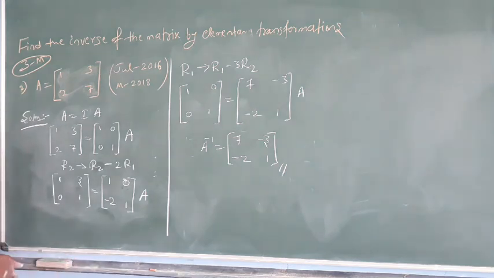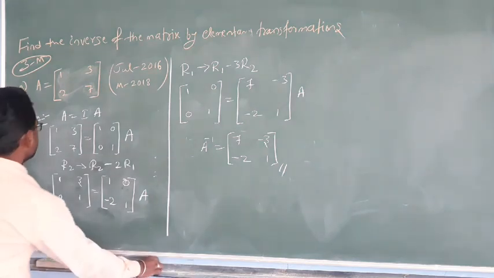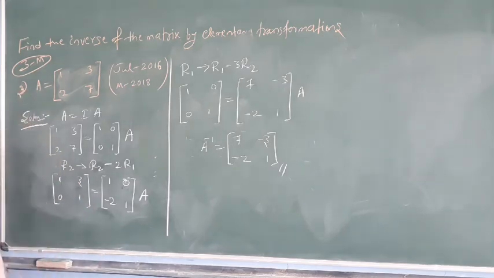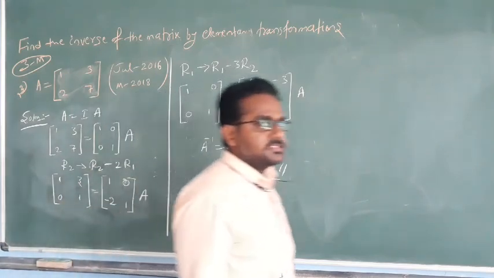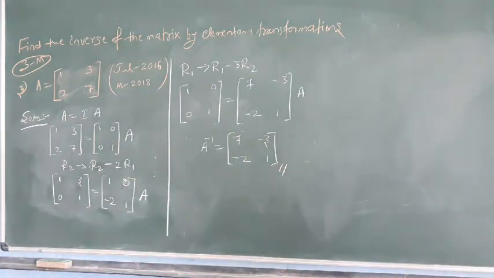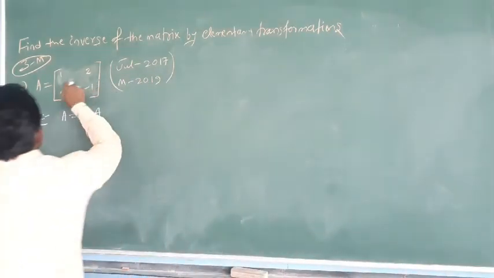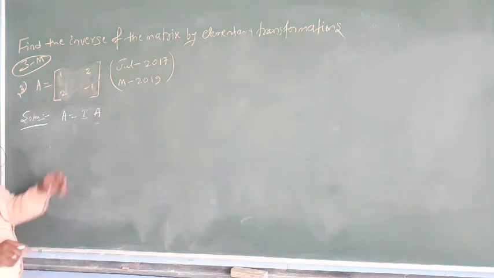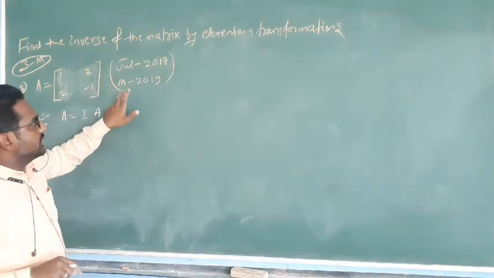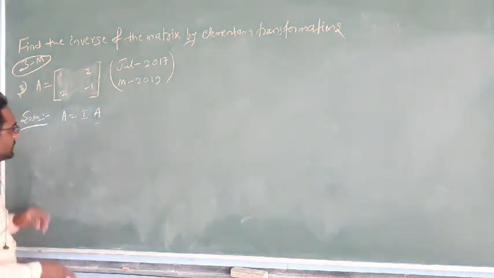Okay, this is the third problem actually. It is the third problem, which appeared twice, in the 2016 supplementary examination and March 2018. Okay, next problem, students. A equals 1 2, 2 minus 1. July 2017 and March 2019, it appeared.